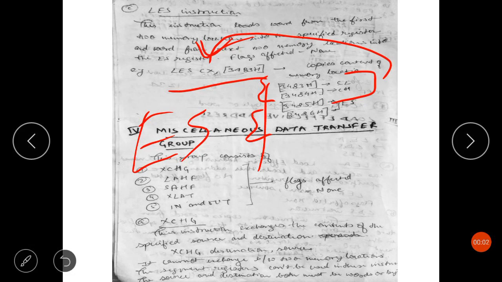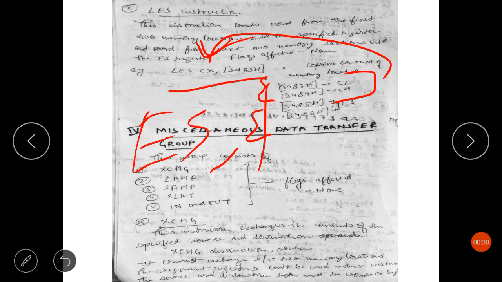Hello students, in this lecture also we'll proceed with the 8086 microprocessor instruction set. The next group is the miscellaneous data transfer group. In this group, the first instruction that we're going to deal with is XCHG. What is the function of the XCHG instruction? This instruction exchanges the content between the source and destination.